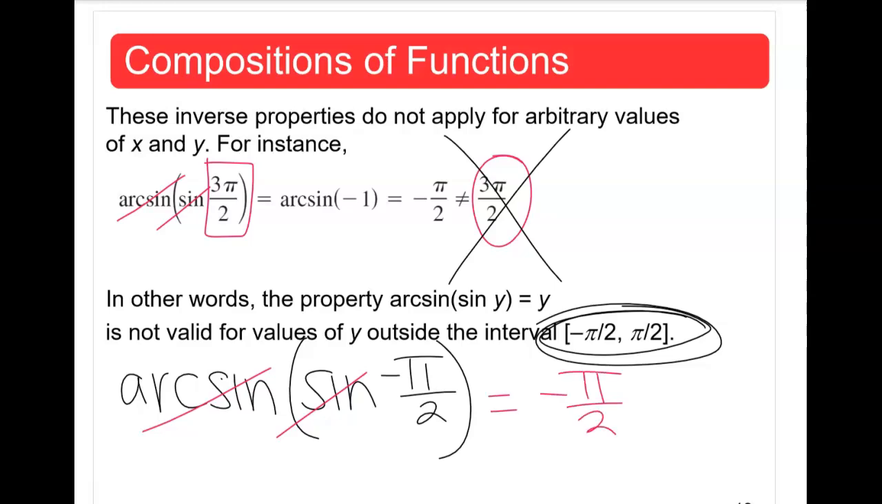However, that was not our question, so let's see what we need to do about that. So what we're going to do first is work what's inside the parentheses, and the sine of 3 pi over 2, just to remind you where we're located at.